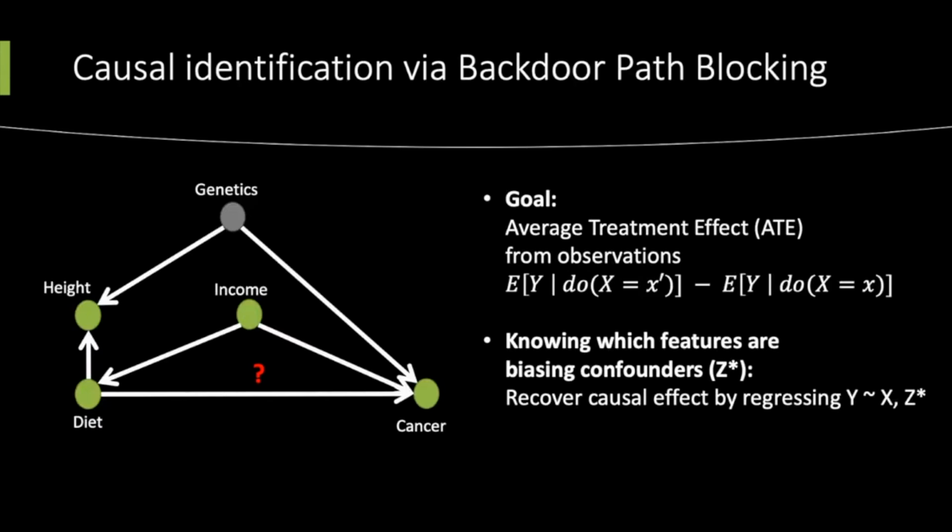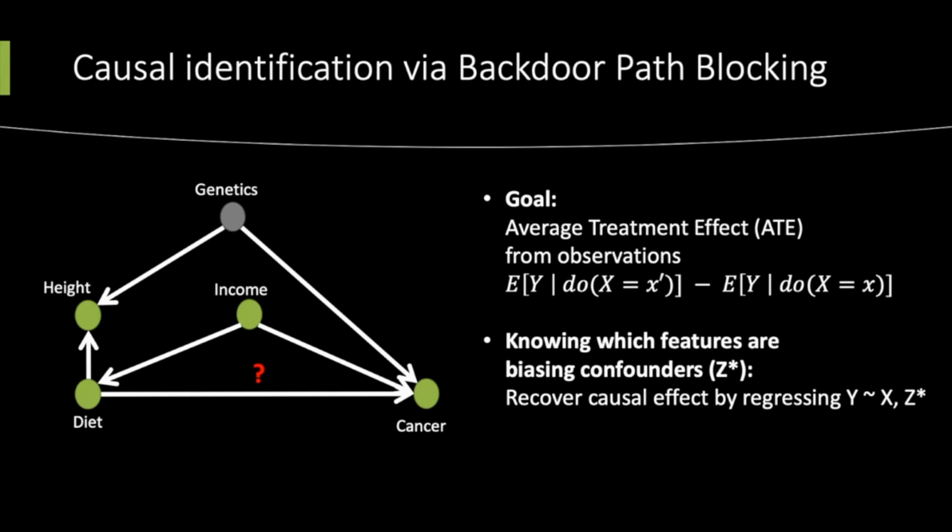Let's call it little x prime, that will stand for vegetarian diet, against some other fixed value, little x, say meat-based diet. If we have no confounding present, we can uncover causal effects simply from the regression on observed data, cancer Y on diet X.